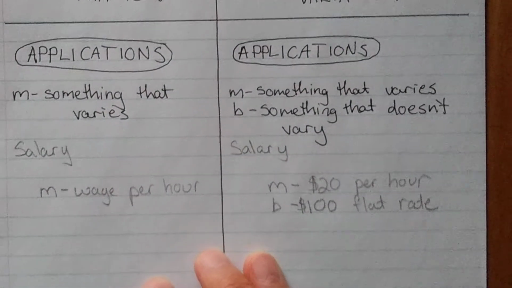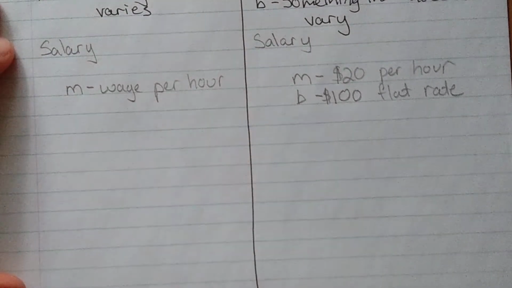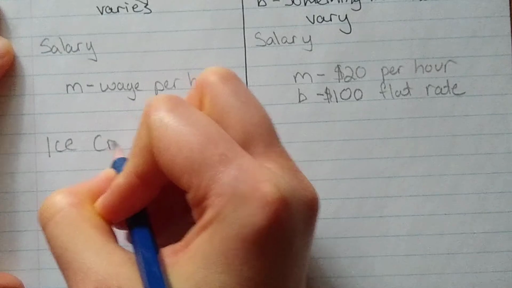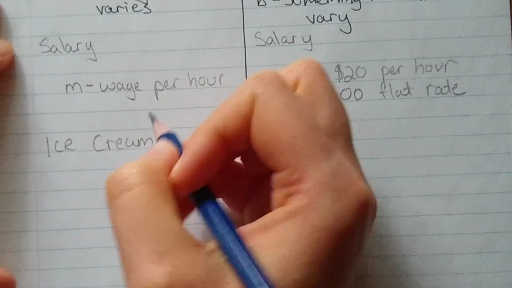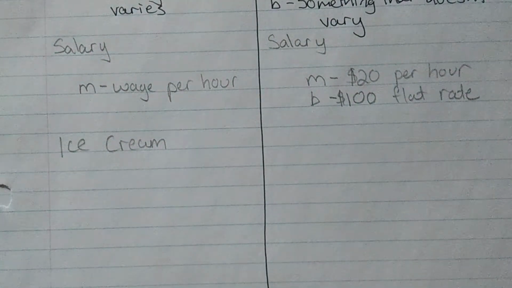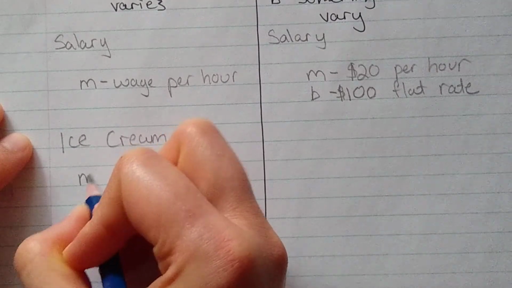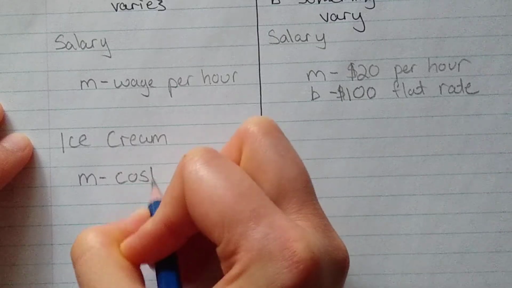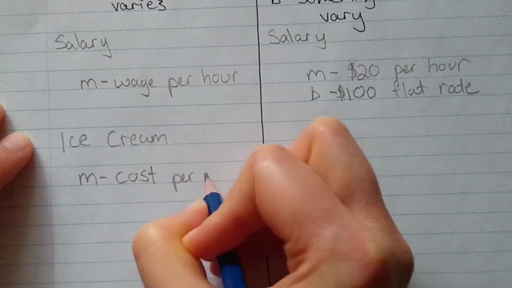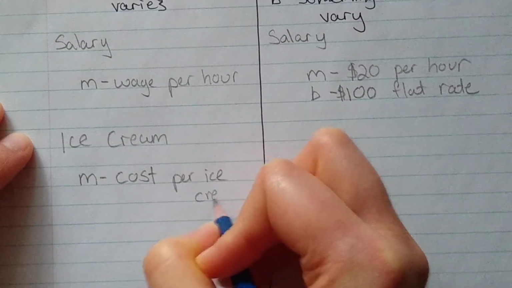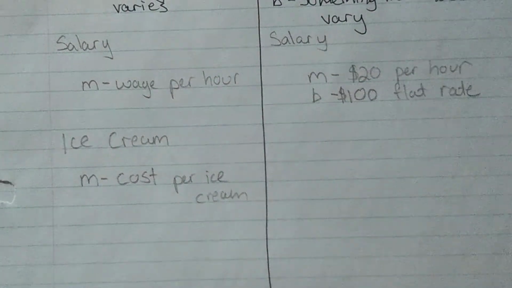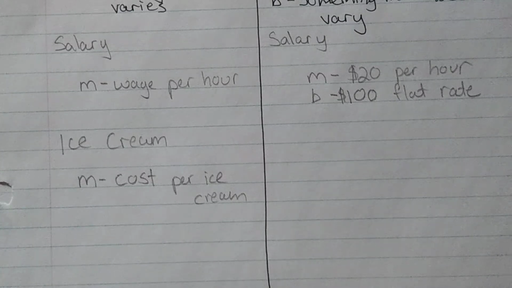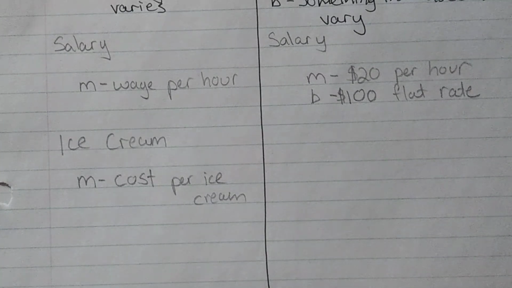Another example would be, let's say you go and buy ice cream. And there's a whole bunch of you going to buy ice cream, and so the thing that might vary would be the cost per ice cream. So the more ice cream you buy, the more it's going to cost. The less you buy, the less it's going to cost. So that varies. Depends on how much ice cream you buy.